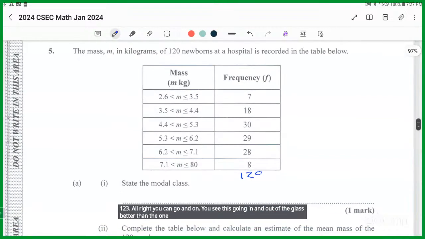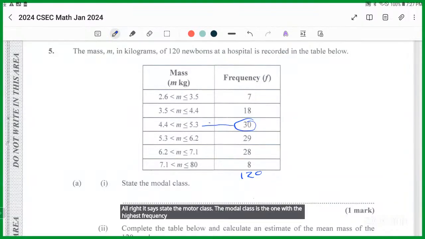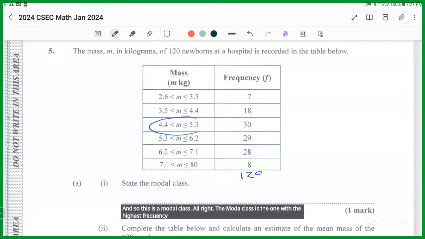It says state the modal class. The modal class is the one with the highest frequency. This is the highest frequency, and so this is the modal class. The modal class is the one with the highest frequency, so it's this one right here.